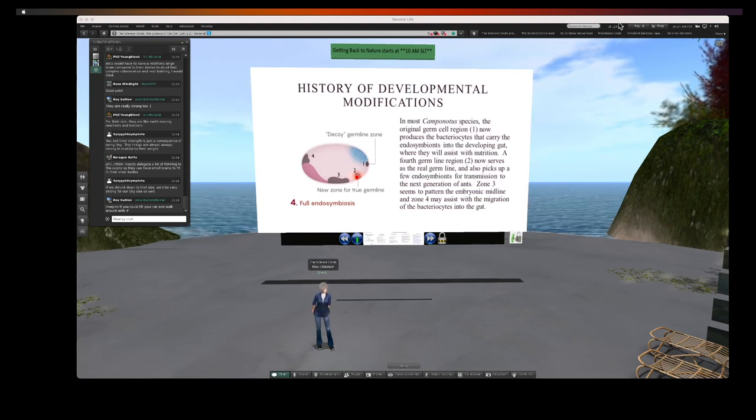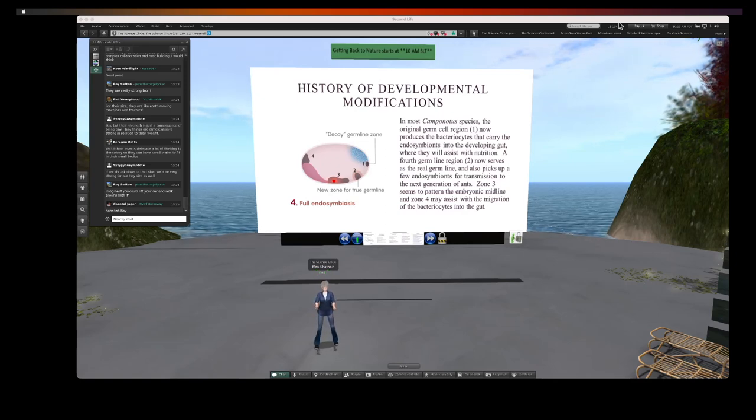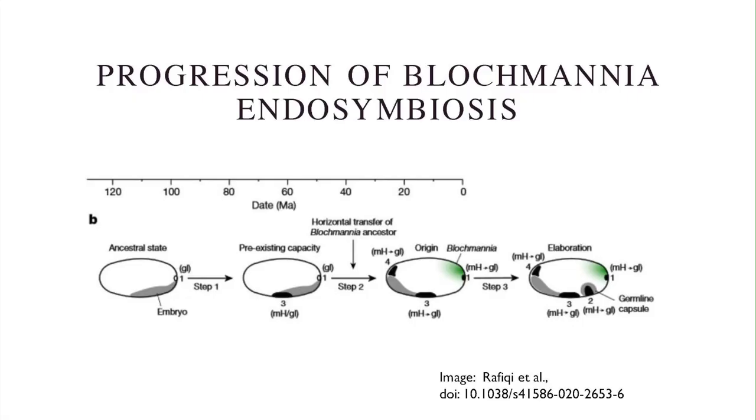So very complicated. Oh, and these cells here become active in the midline of the embryo, and these seem to help the bacteriocytes move into the gut. So they all have jobs to do that they didn't have before.